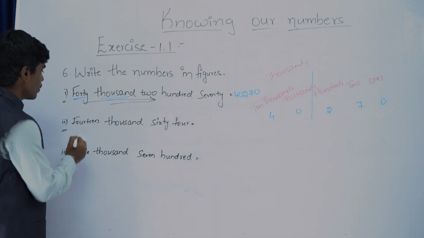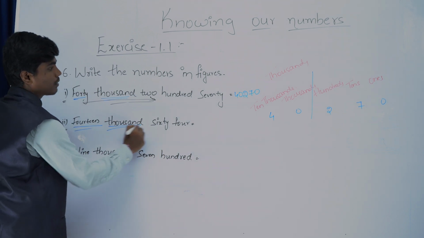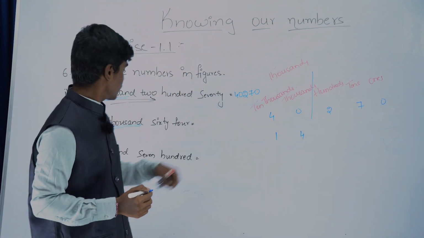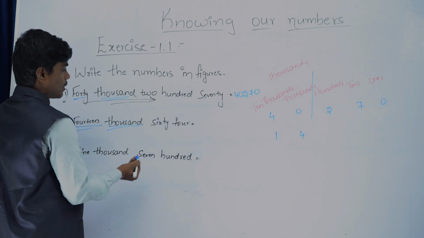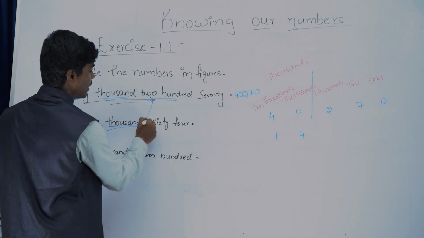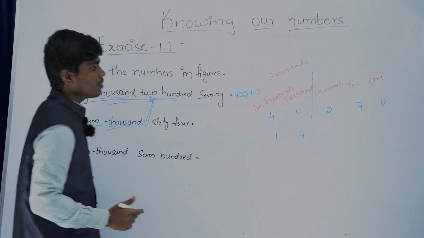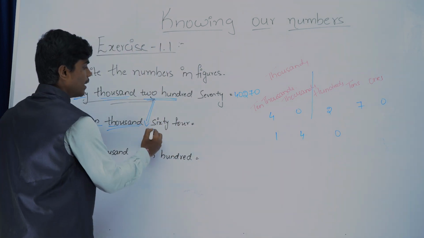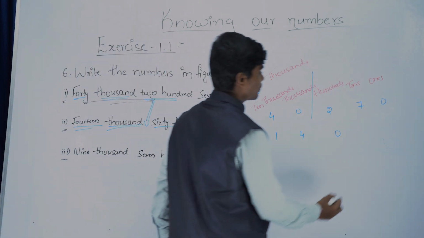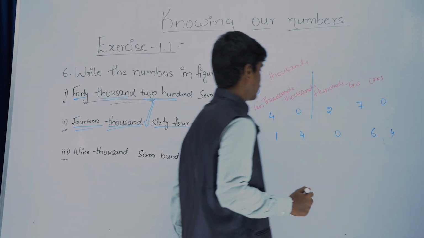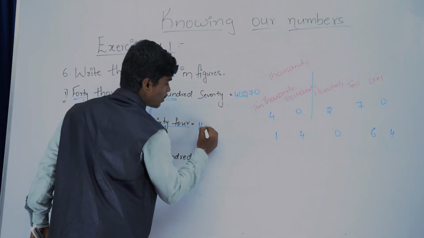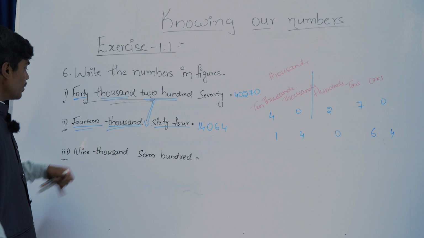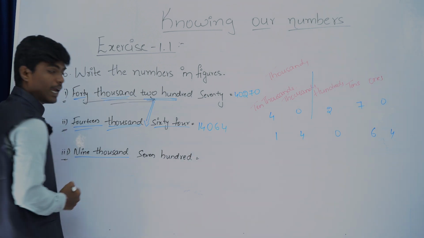Now coming to the second, 14,000. It means we have to write 14 in thousands and 64. Here we don't have hundreds, so the hundreds value is 0 in this problem. And 64. So the answer is 14,064.